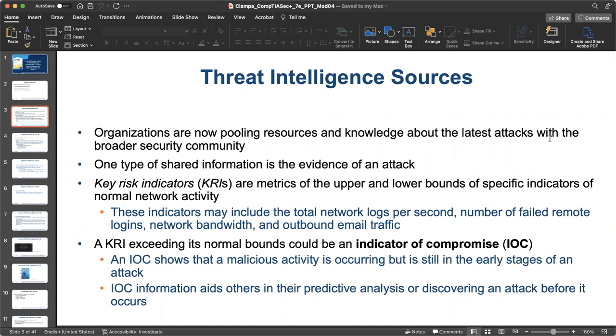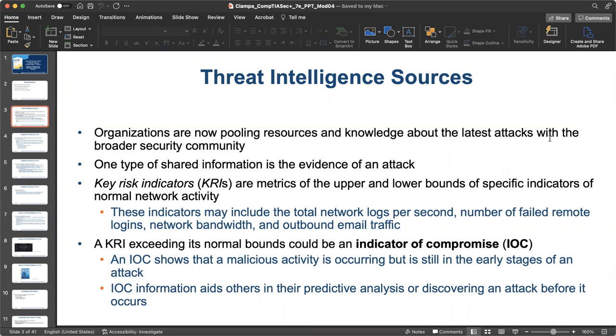One type of shared information is the evidence of an attack. Most organizations monitor their networking environments to determine what normally occurs. They use this data that comes out of monitoring to create a database of key risk indicators or KRIs. A KRI is a metric of the upper and lower bounds of the specific indicators of normal network activity. So they look into their network activity and they create a baseline. If the baseline is exceeded by a certain threshold, then a risk indicator is going to be there, right?